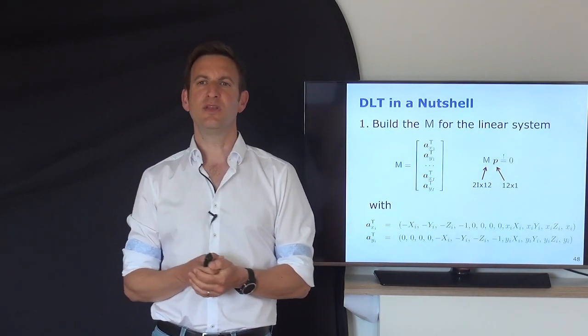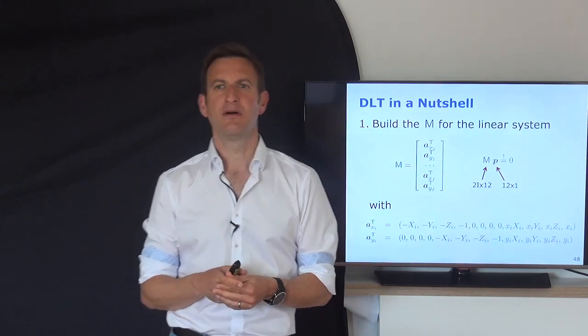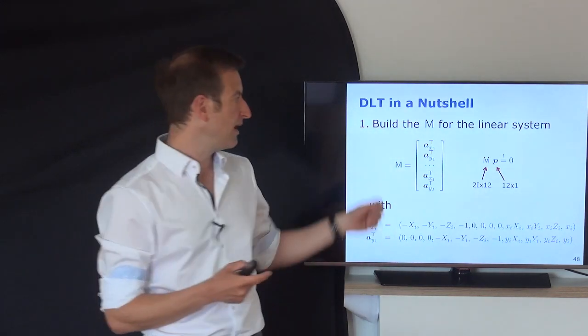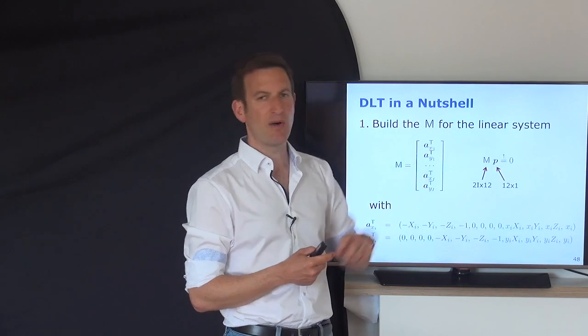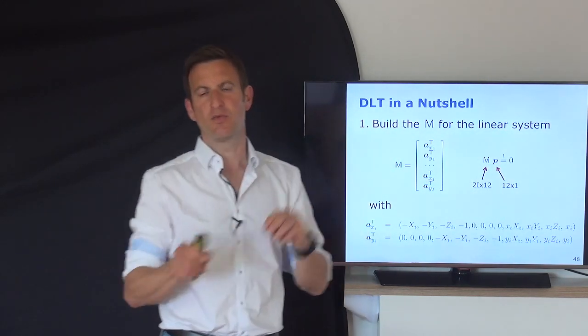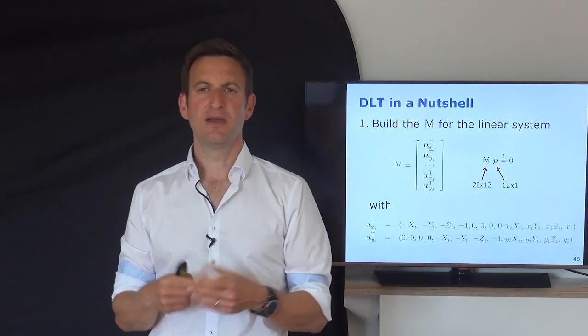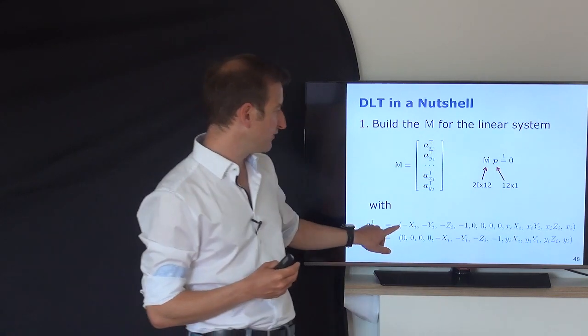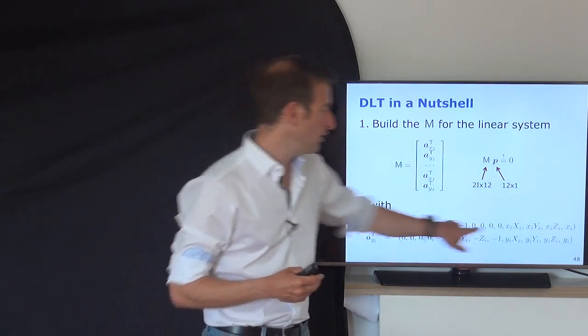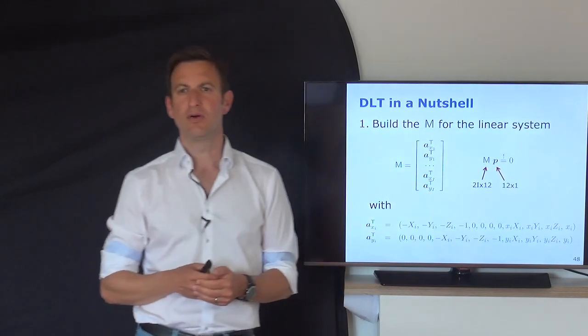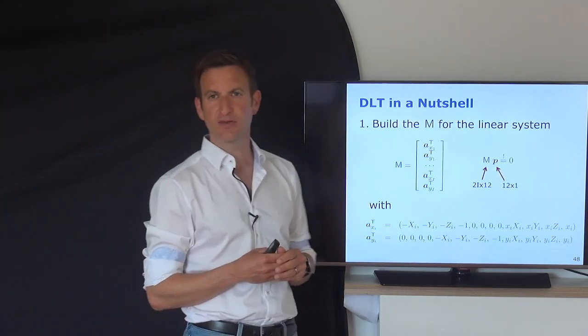The first thing we need to do is build our matrix M for getting our linear system MP equals 0, where P are our unknowns, and this is the vectorized form of my projection matrix. This is straightforward. For every observation that we get, we generate those two rows and add them to this matrix M.